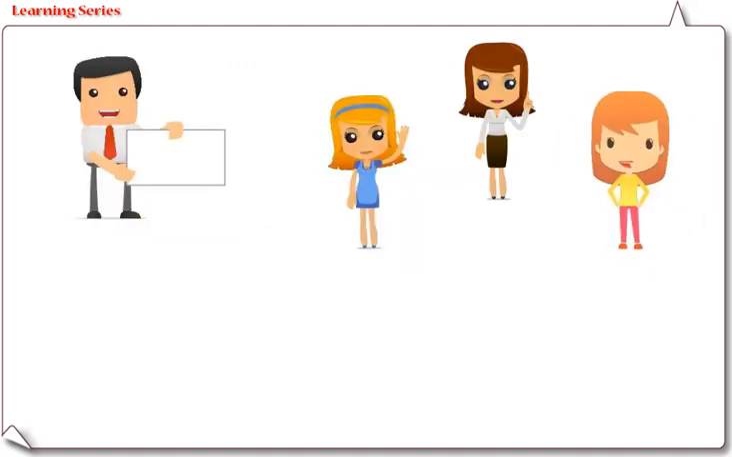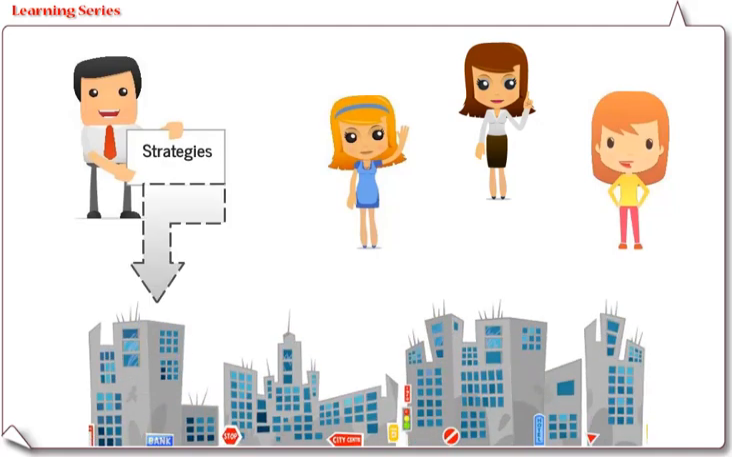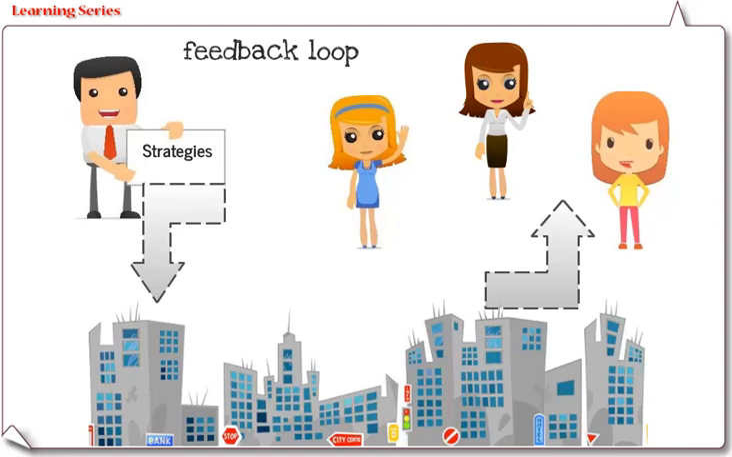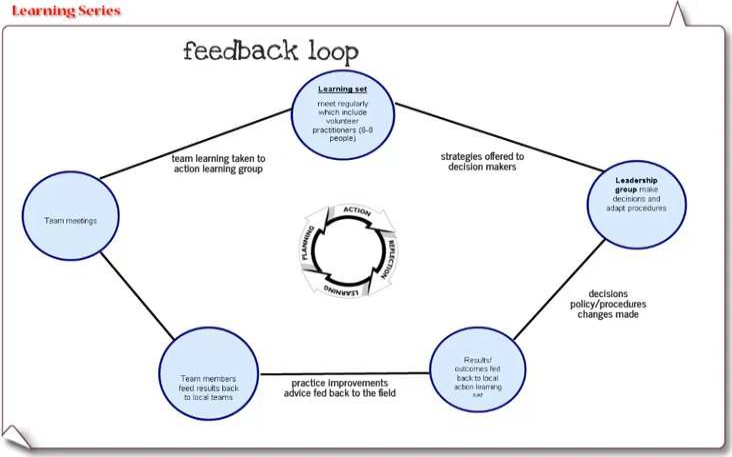Once the learning set have created strategies for issues encountered, it is essential this is fed back through organization structures. This is referred to as the feedback loop. The feedback loop model describes the structure that needs to be in place to enable effective action learning programs to occur. This enables whole organizations to become part of this reflective learning model.